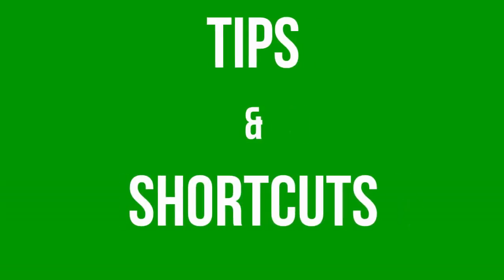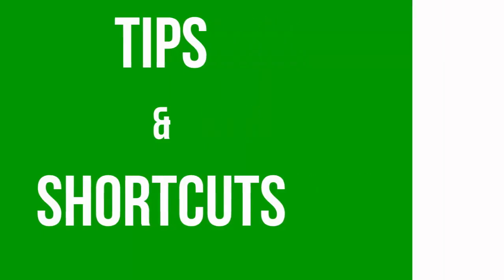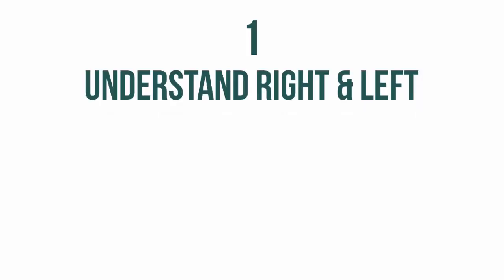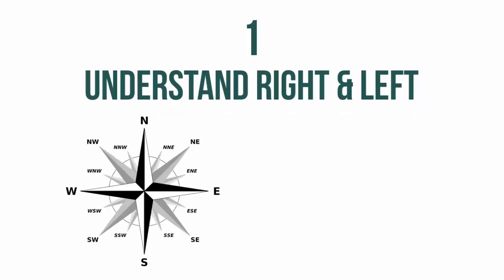Let us now look at some tips and shortcuts for solving directions questions. Shortcut number 1 is to understand right and left. If you're facing north and you take a right turn, you end up facing east. Similarly, if you're facing north and take a left turn, you end up facing west. This can be extended to the other directions as well.